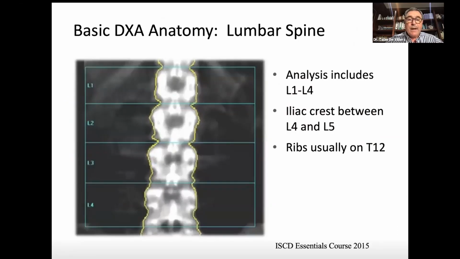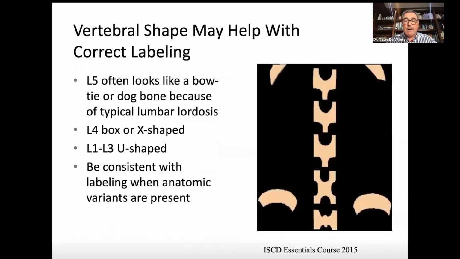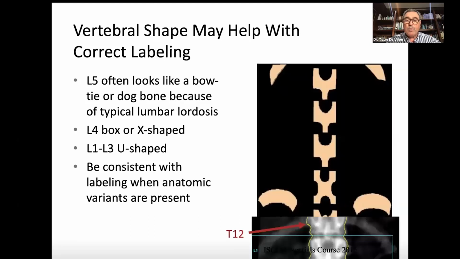Because unfortunately, the human anatomy is not always the same. In 83% of cases, there will be 4 or 5 lumbar vertebrae, and T12 will be where the lower ribs are attached, and L5 will be where we have just the tips of the ilium seen. Now, in about 7.5%, there will be 4 lumbar vertebrae, but the lowest rib on T11 or T12, in 1.9%, 6 lumbar vertebrae with lower ribs on T12 or L1, and in 7.2%, 5 lumbar vertebrae with the lowest rib on T11. So it needs some skill from the operator to try to differentiate which one is which.